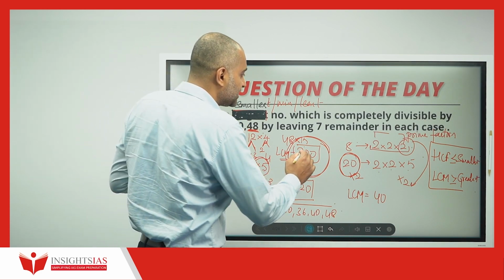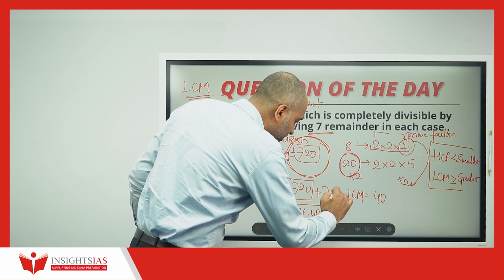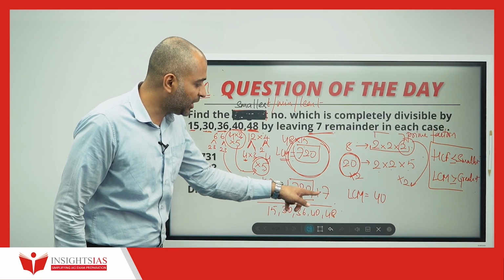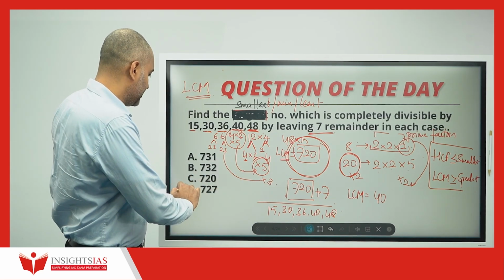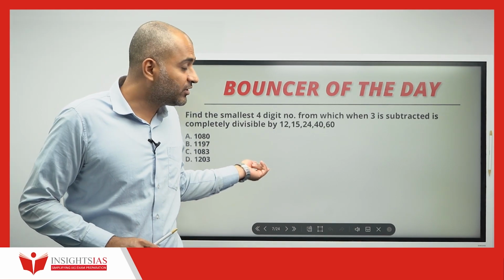But the question says the remainder has to be 7, meaning it has to be 7 more than this particular completely dividing number. So, what must be the answer? LCM plus the remainder, which is nothing but 727. Using a similar approach, try to solve this question.